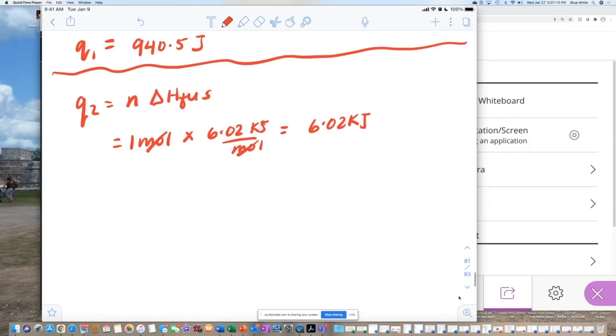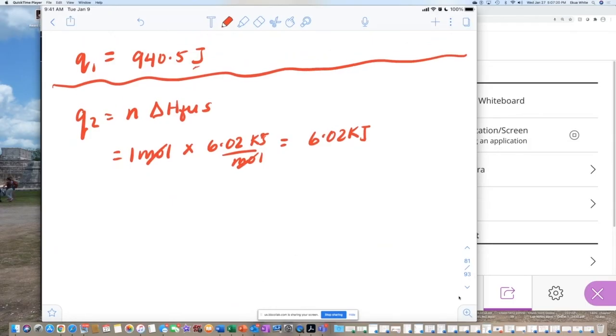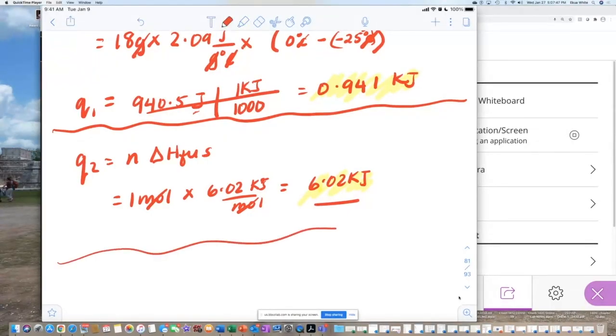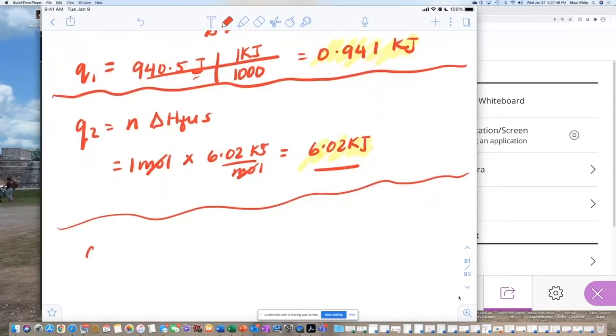So this one here is in joules. I can either convert this. Let me convert the first one to kilojoules. So once I got this, I'll convert this one here to kilojoules. 1 kilojoule equals 1,000 joules. So divide by 1,000, divide by 1,000, and I get 0.941 kilojoules. So the second one can be in kilojoules. Okay. And I'll just highlight my heats. Okay. Much shorter process.